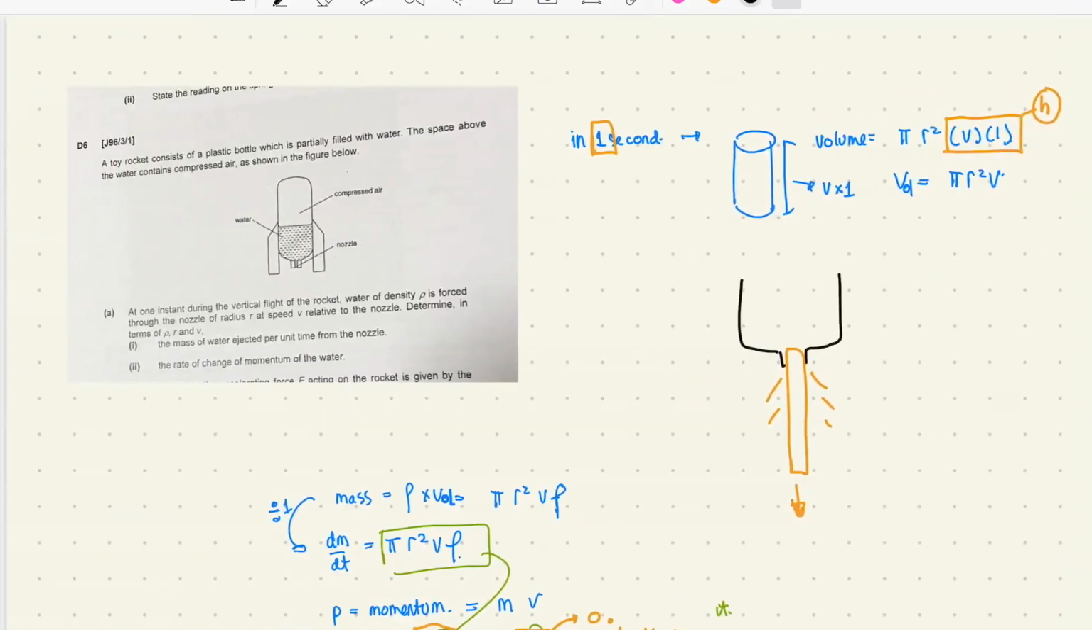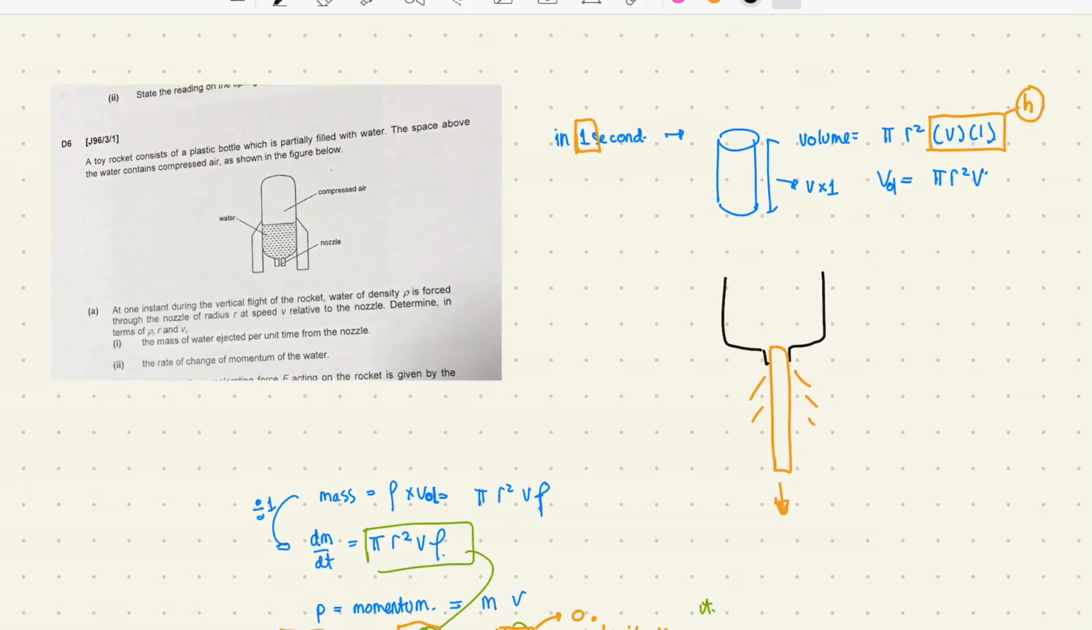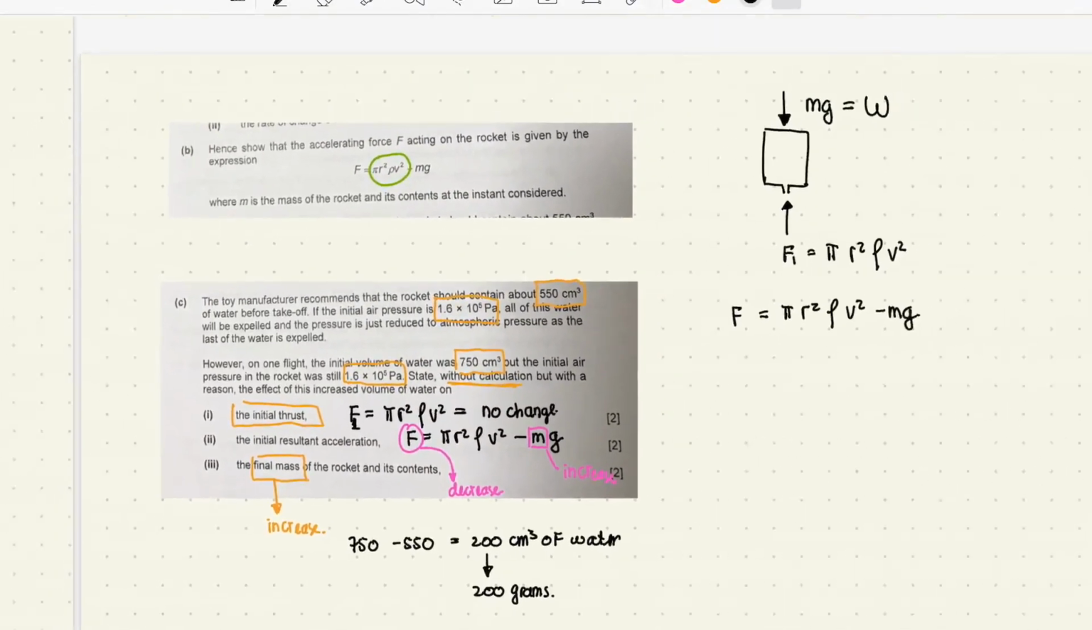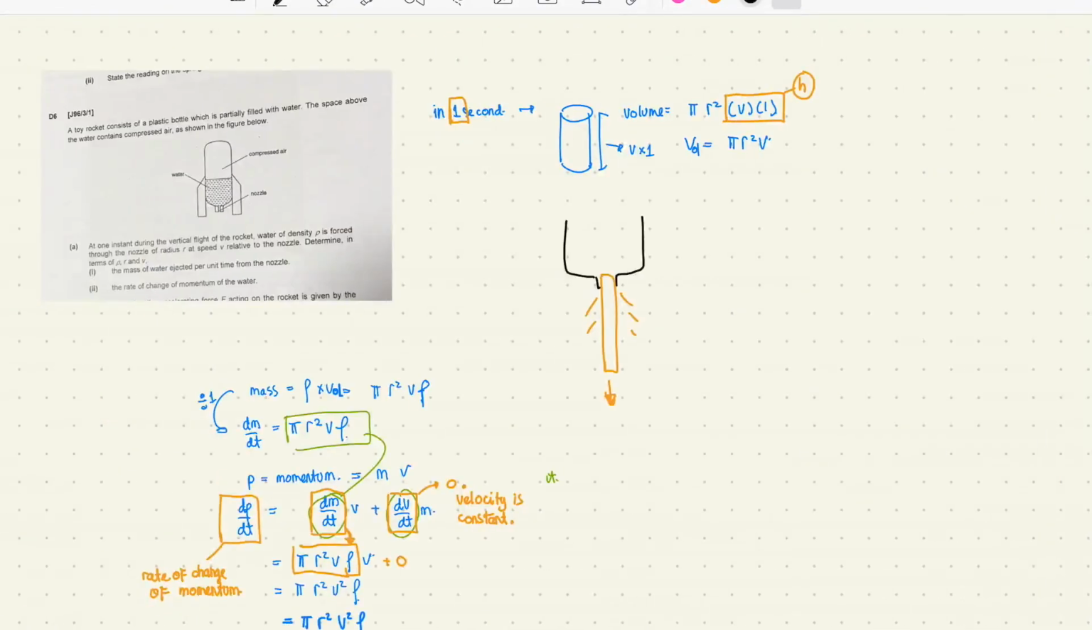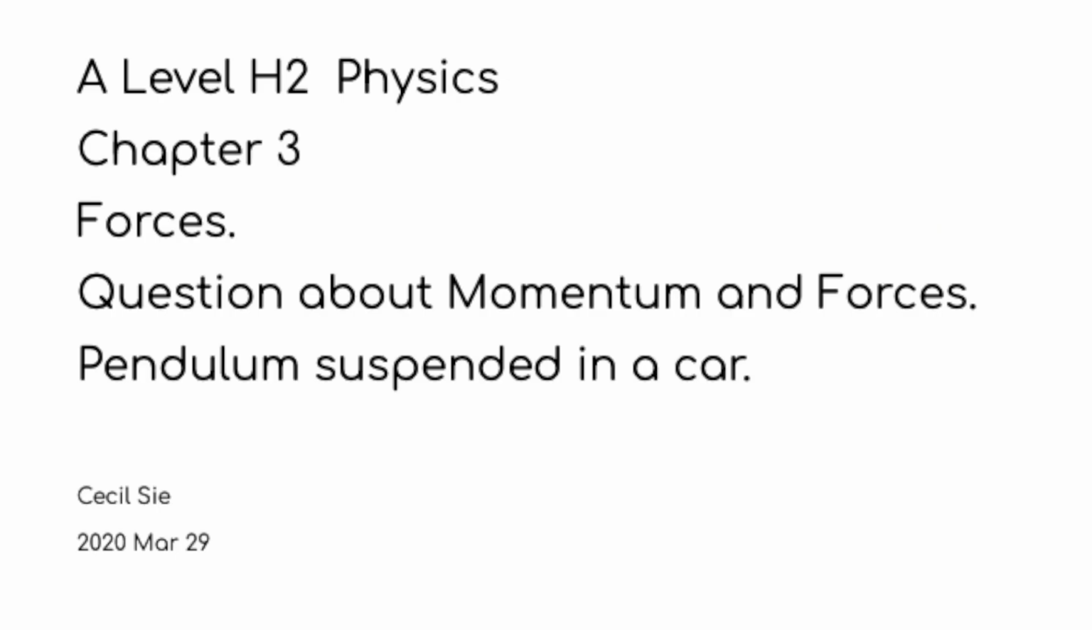Compared with the previous question, you have calculation. They don't give so many marks on that. So that is question D6.